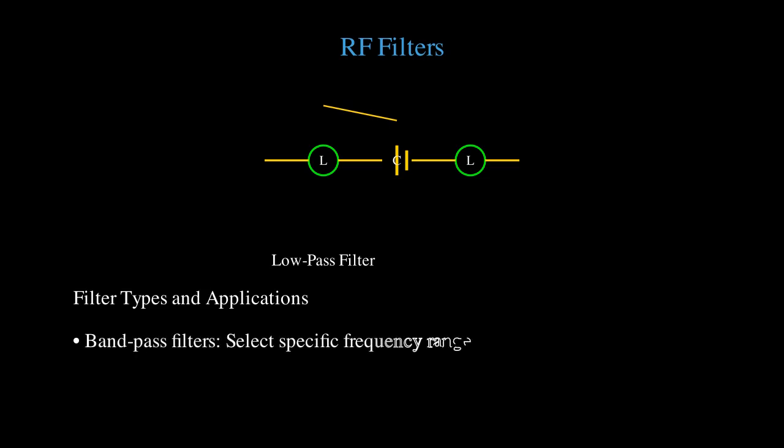Bandpass filters allow only a specific range of frequencies to pass through. They're essential in receivers to select the desired channel while rejecting adjacent channels and interference. The bandwidth and center frequency are key parameters.